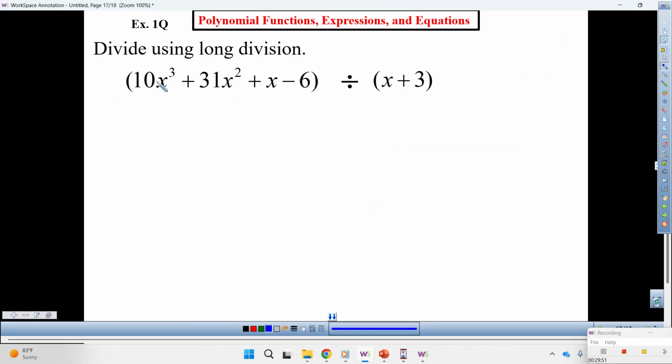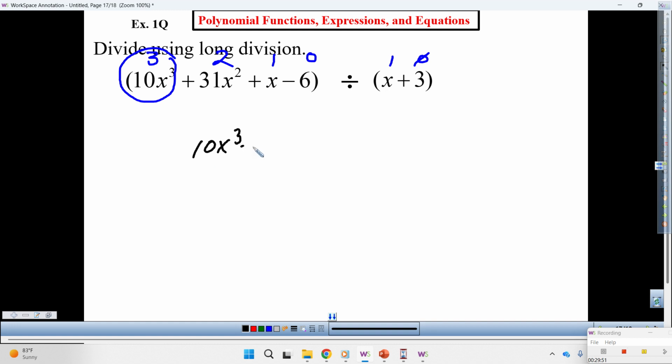Standard form. Let's see. What is the degree on this one? 3. How about this one? 2. This one, 1. This one, 0. Is it in standard form? Yes. First degree, 0 degree. Is it in standard form? Yes. Step 2. Let's set it up.